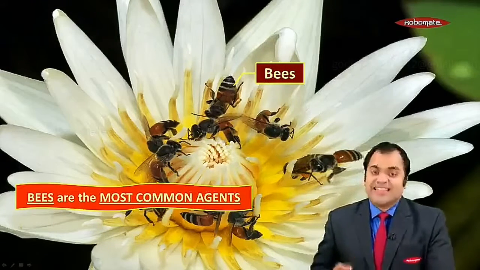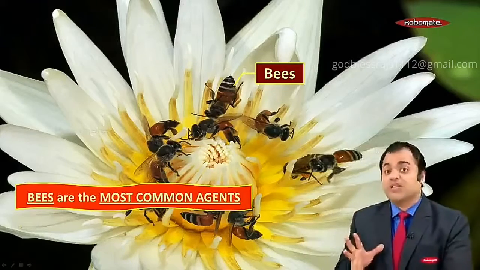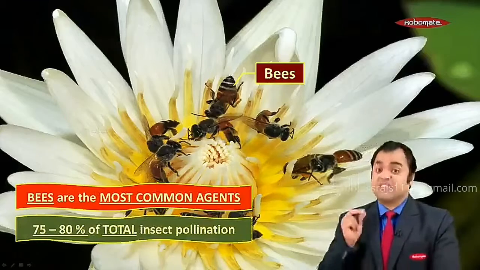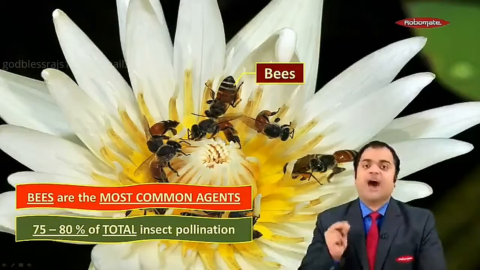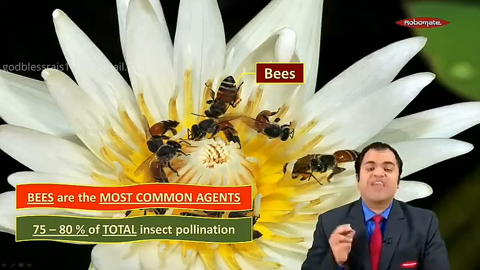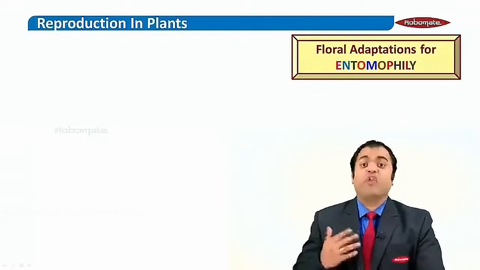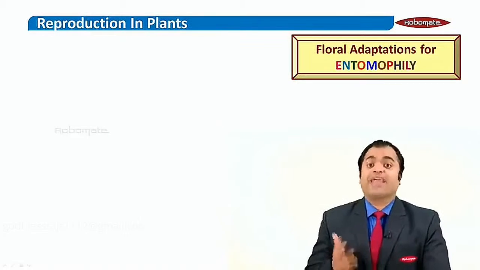Not just that, they say that out of the total percentage of plants that show entomophily, almost 75 to 80% are basically pollinated with the help of bees, right? Moving on, let us see what could be some of the floral adaptations for entomophily.